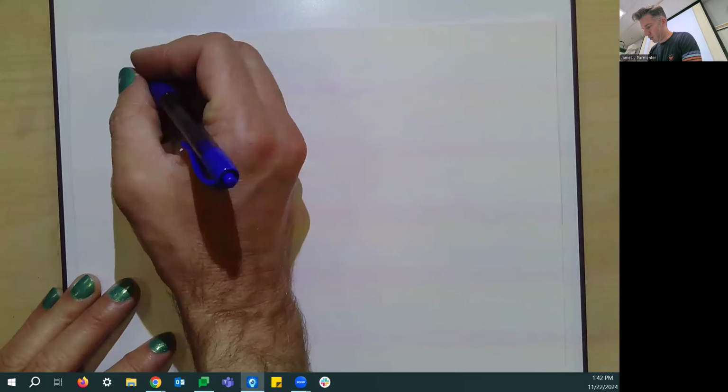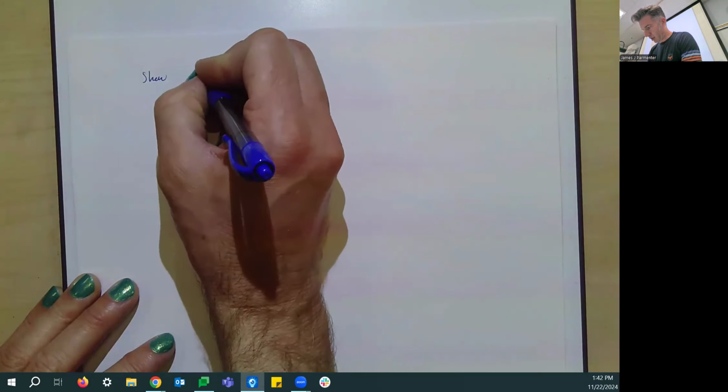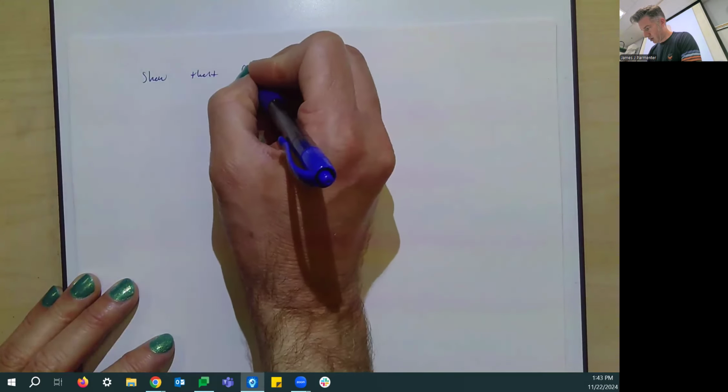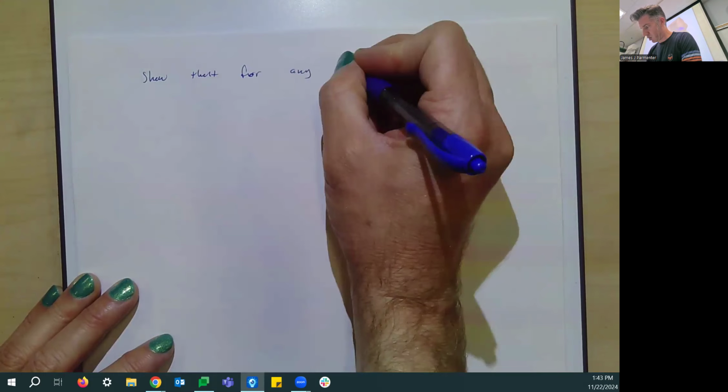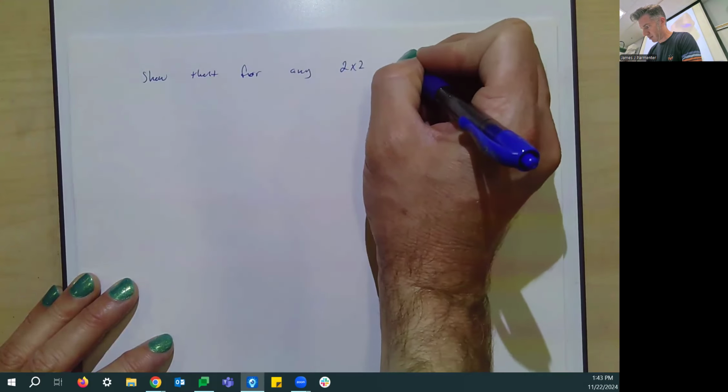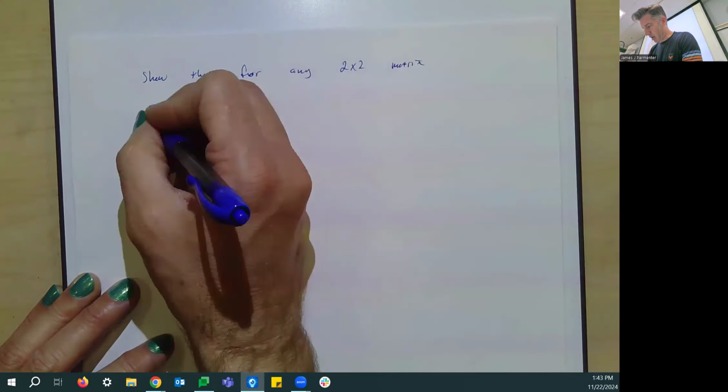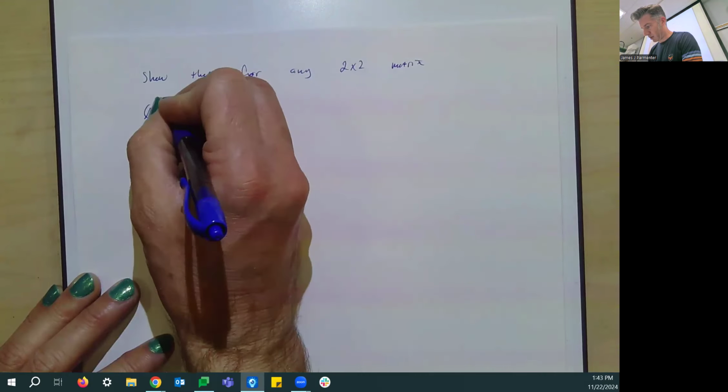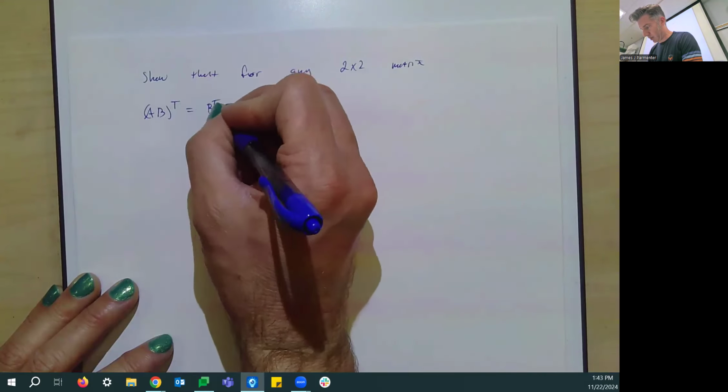So show that for any 2 by 2 matrix, A times B transpose is equal to B transpose times A transpose.